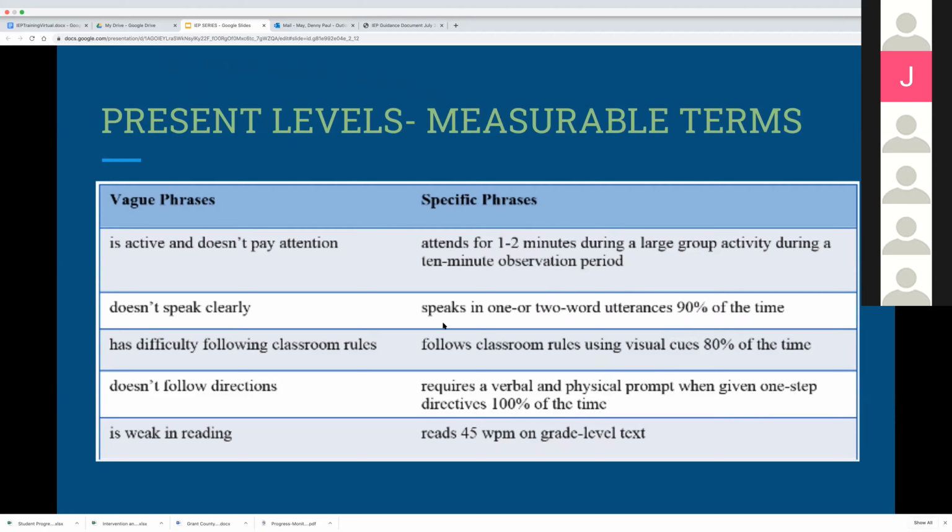So when you're writing present levels, and you're trying to write those in measurable terms, you want to include things that you can measure, things that you can count, that you can see, that you can hear, that you can time, and that you can put a quantitative number to. So the clear difference here is your specific phrases, your measurable phrases, have numbers. And a lot of folks had that answer, and that's really good, and I appreciate that.